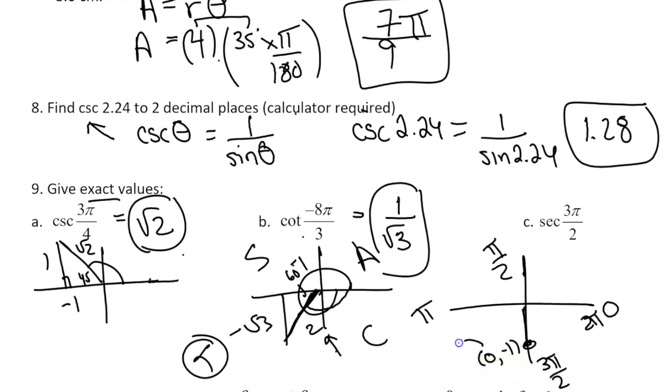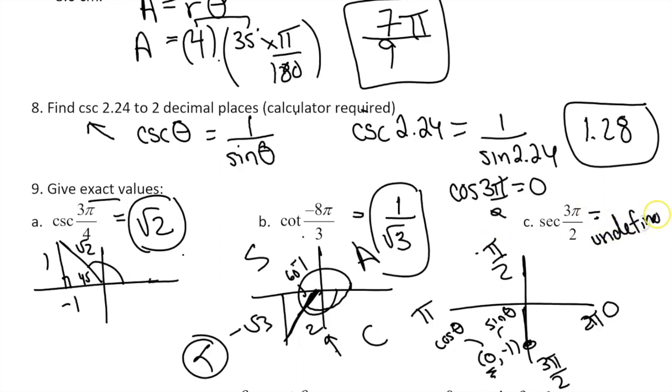So if this right here is going to represent what cosine is, and this is going to represent what sine is, we get a value of 0 for cosine. So cosine of 3 pi over 2 is equal to 0, then that means that its reciprocal, secant of 3 pi over 2, would be the reciprocal of 0. So if we flip around 0, we're getting something that would be undefined. So right here, we could say this is undefined.